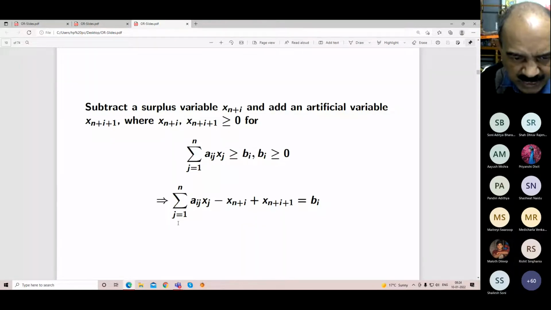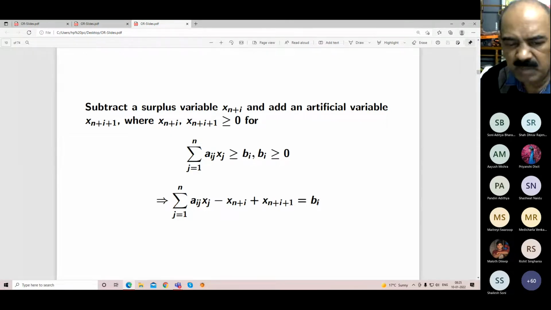So as a result, we write it in this form: summation over j varies from 1 to n aij xj minus xn plus i plus xn plus i plus 1, equal to bi.